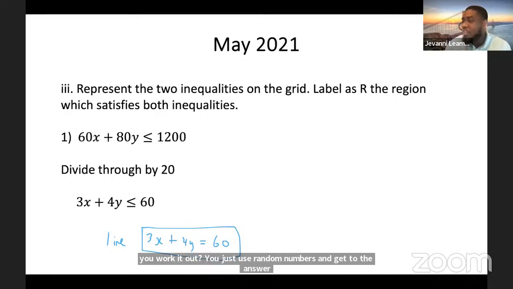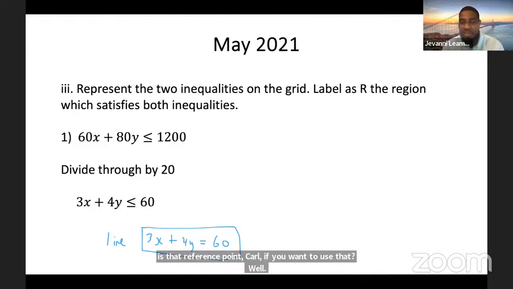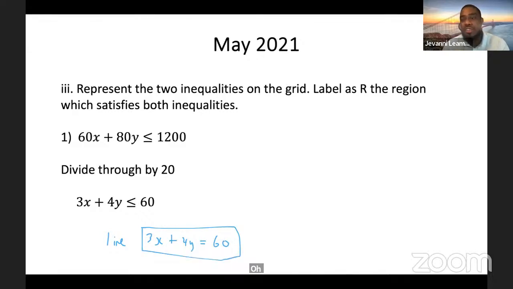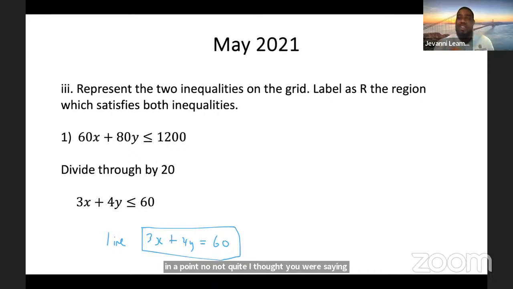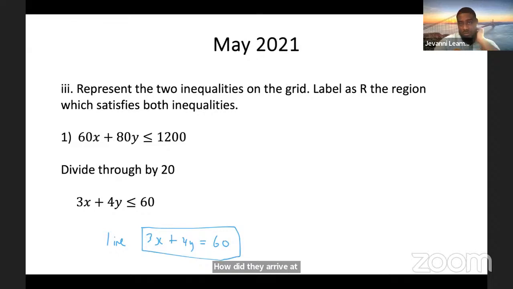Well, this is because it's used as a reference point. But what is that reference point called if you want to use that? Well, the line 3x plus 4y is equal to 60 is a reference point, but why are we using the coordinates of 0, 15, and 20, 0? Somebody says those lines cut through each other causing a point. No, not quite. How did you arrive at the 0, 15 and 20, 0? What were you calculating when you arrived at those values?